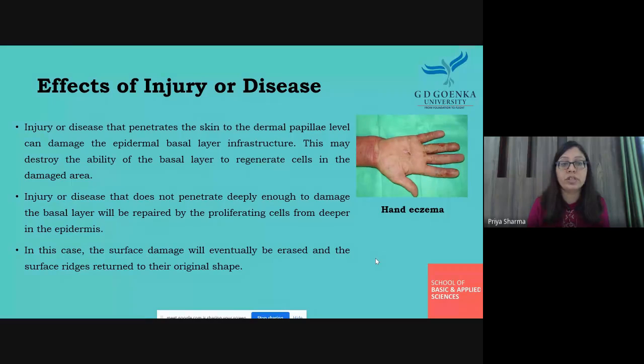In case of injury, if the injury is not very deep, meaning it does not go up to the dermis level, then the basal layer will repair itself by proliferating cells, and it can return to its original shape after some time.